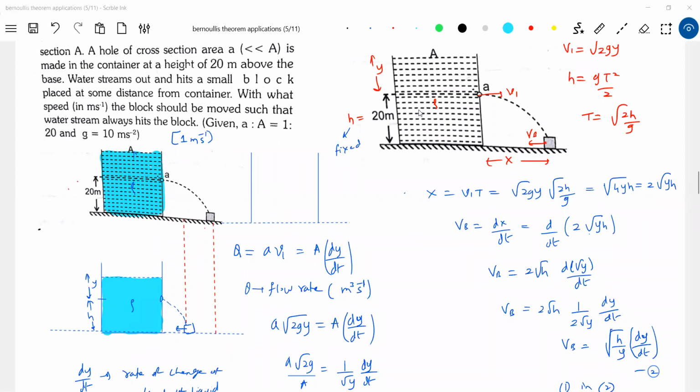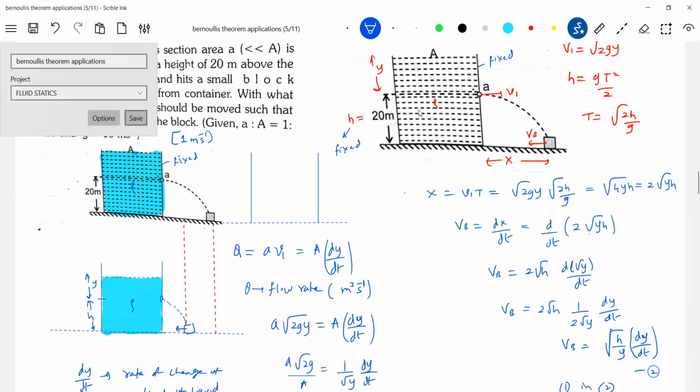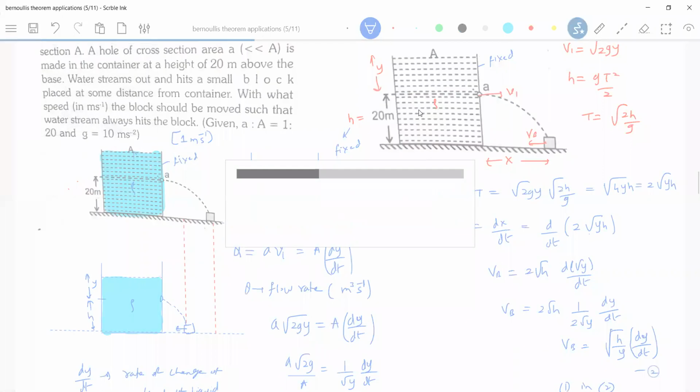Why do you need thrust force? What is the use of thrust force? This container is fixed, no? What is the necessity of thrust force? The container is not movable. Only the block is movable.